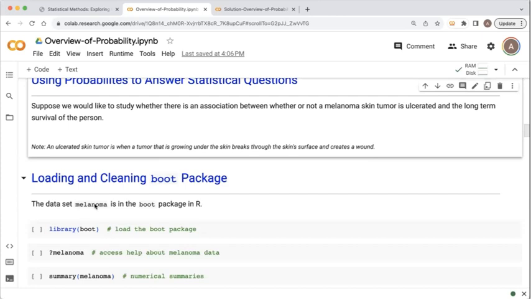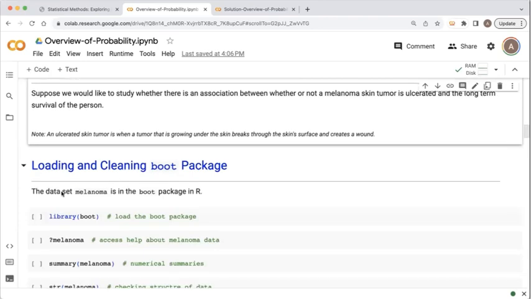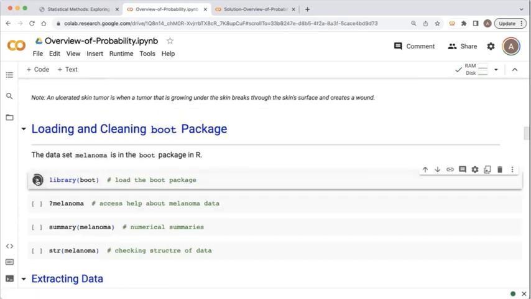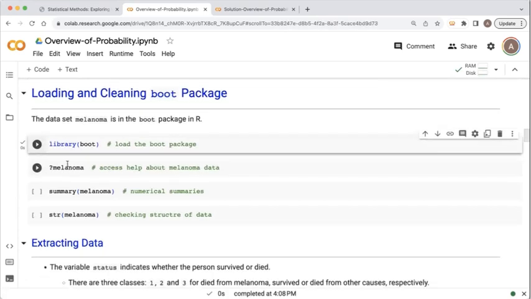a data set called Melanoma, which is in a package called boot in R. A link to this Colab notebook is provided in the description of this video so that you can run the code and follow along with the analysis we're doing in the video. So let's first load the boot package so that we can access the melanoma data.